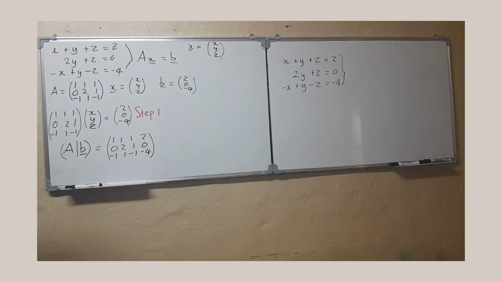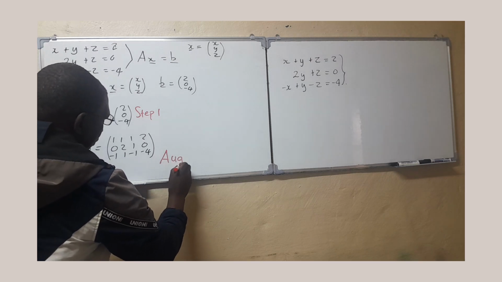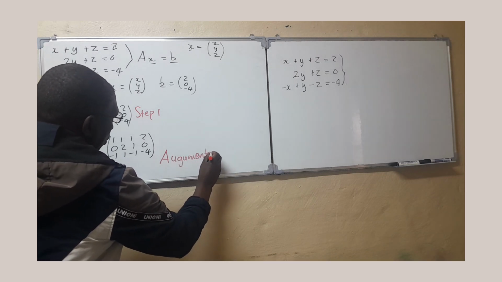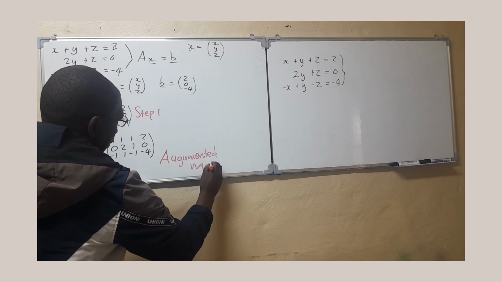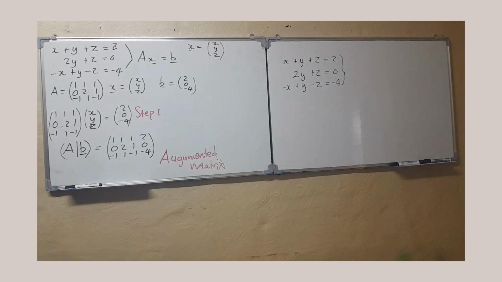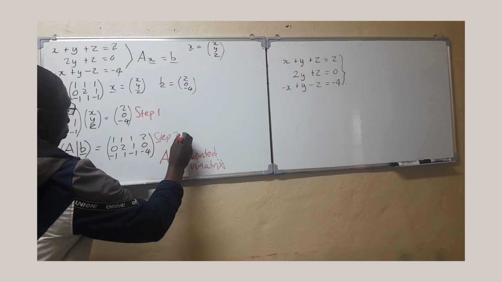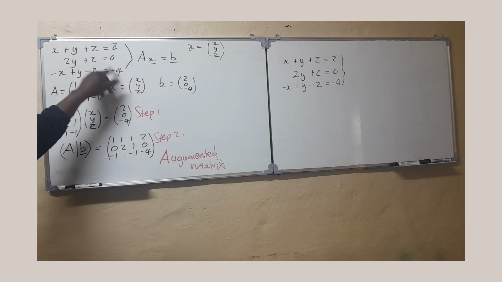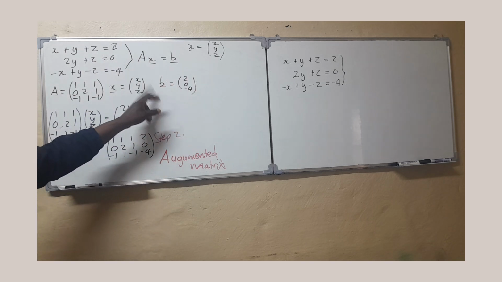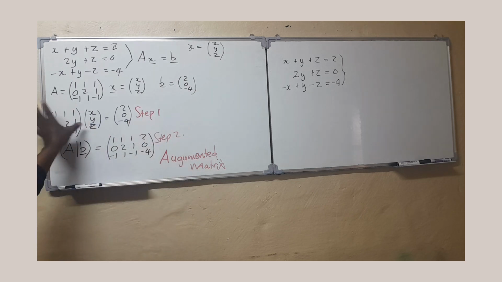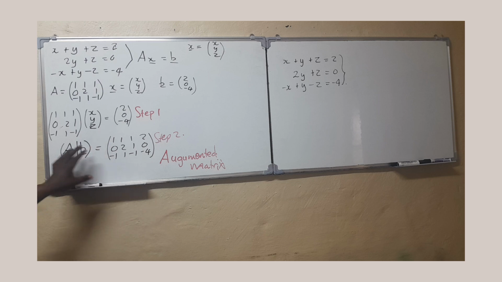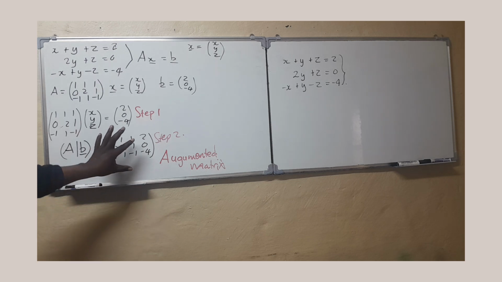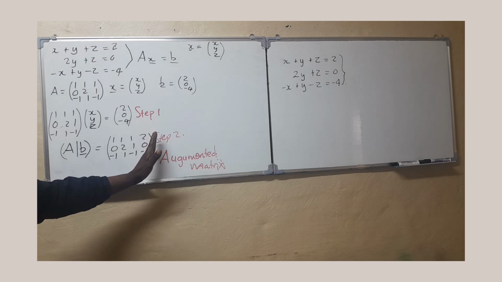So again, let's remember it's called the augmented matrix. Let's summarize our steps so far. In step 1, we converted this system into that system where A is the matrix of coefficients, x is the vector of variables, and B is the vector 2, 0, minus 4. In step number 2, we constructed an augmented matrix A stroke B, consisting of all the elements of A with the elements of B attached to them.